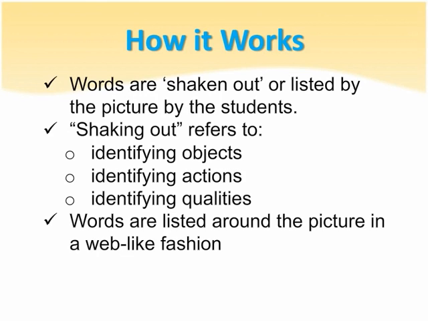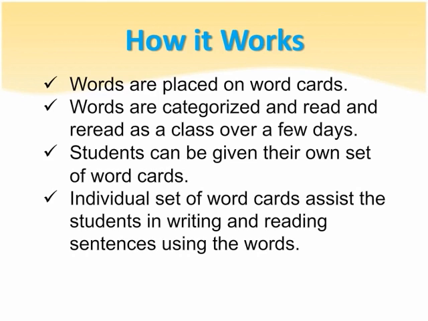Here's how it works. The words are shaken out or listed around the picture by the students. Shaking out refers to identifying objects, actions, or qualities. The words are then listed around the picture in a web-like fashion. Next, the words are placed on word cards. The words are categorized and read and reread as a class over a few days. The students are given their own set of word cards. The individual set of word cards assists the students in writing and reading sentences using those words.